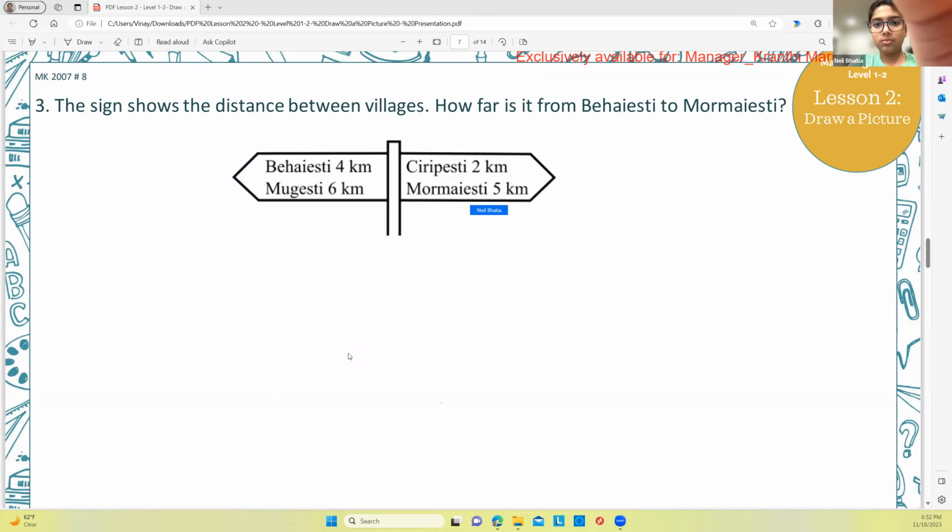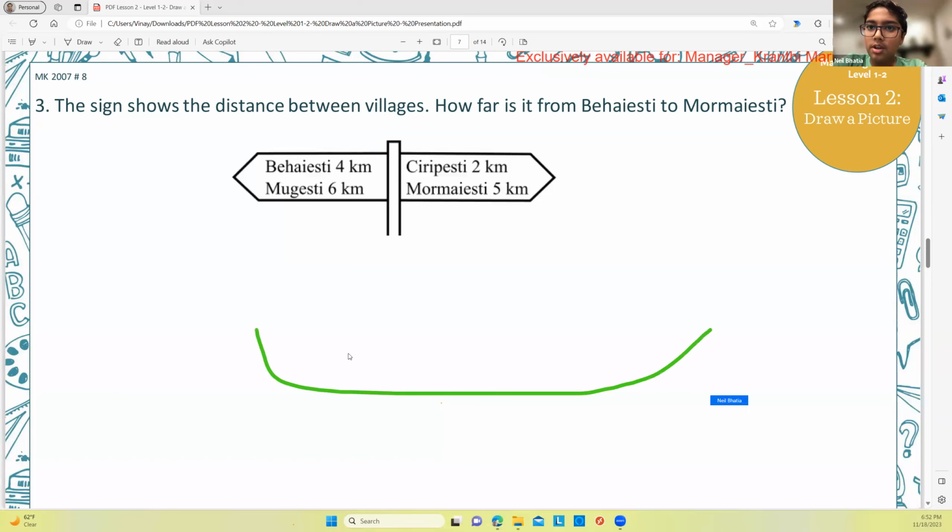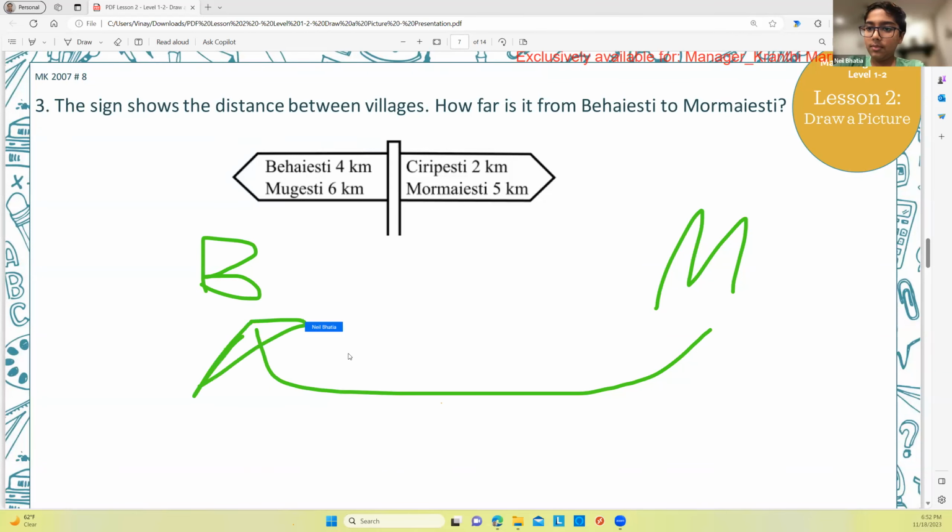Okay. So let's start out by making a drawing. This works between Behesti and Marmiste, which could be represented by this. We'll use B for Behesti and M for Marmiste. And now we have to find the distance between them. And right in between them, there's a sign. The sign is to the right of Behesti and to the left of Marmiste. So it's in the middle of both of them, right here.